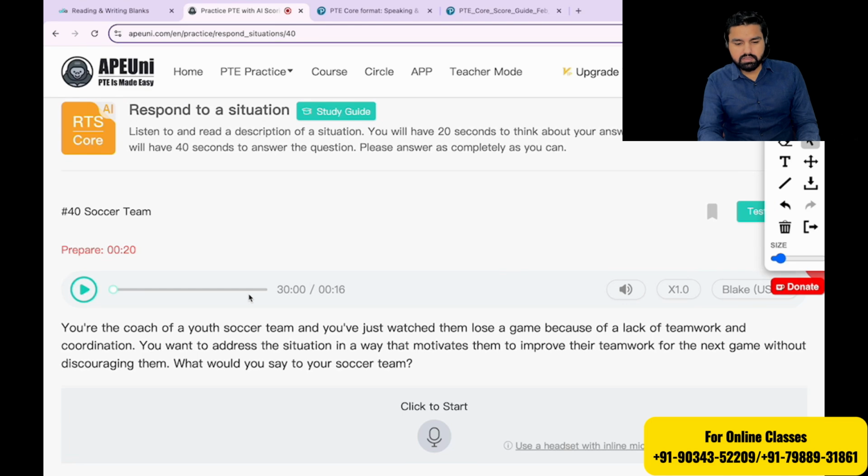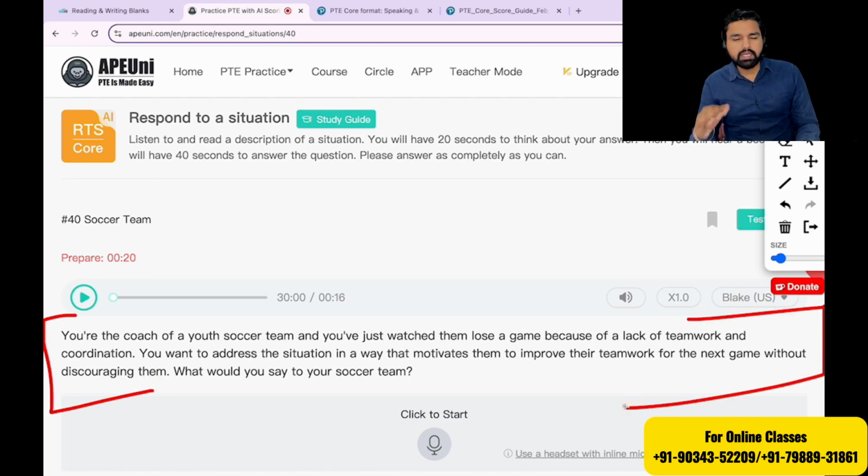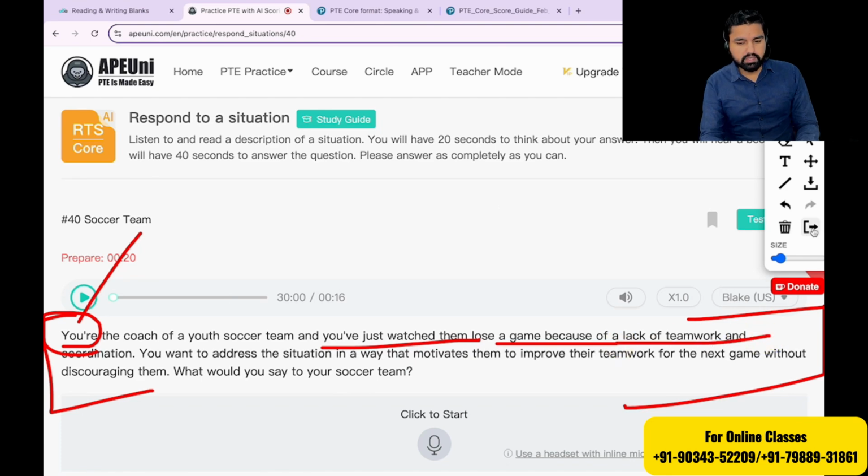What I suggest is, for example, this is the question in front of you. What you need to do is you need to speak the entire question as it is, right? No need to change anything. You can simply change the pronouns. For example, here they have mentioned you are. In case of you are, you can say I am the coach of a youth soccer team, and I've just watched them lose a game because of a lack of teamwork and coordination.